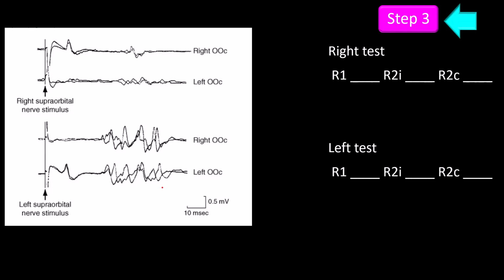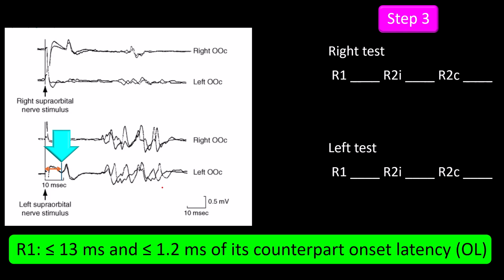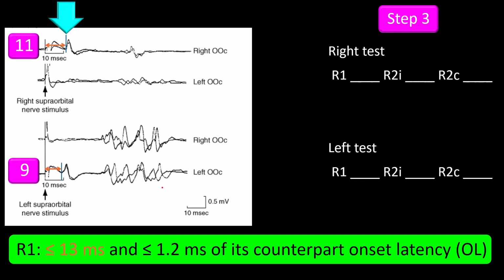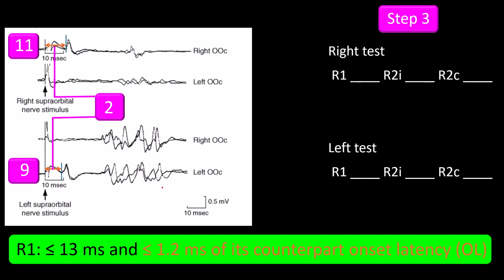Step 3 consists of interpreting R1 responses. I start with the left test, looking at the left R1 onset latency and decide if normal or abnormal. I have now introduced the normal values for R1. The left R1 onset latency in this study is 9 milliseconds, which is normal. Then I look at right R1 onset latency. Right R1 onset latency is 11 milliseconds, which is normal. Now I compare left and right R1 onset latencies. The result is 2 milliseconds, thus abnormal.